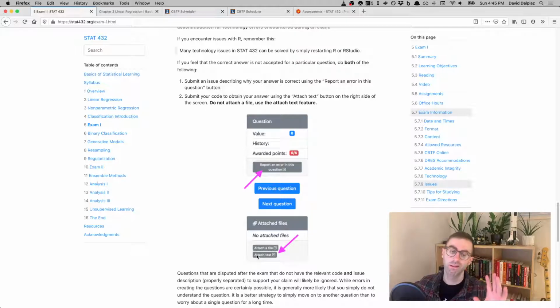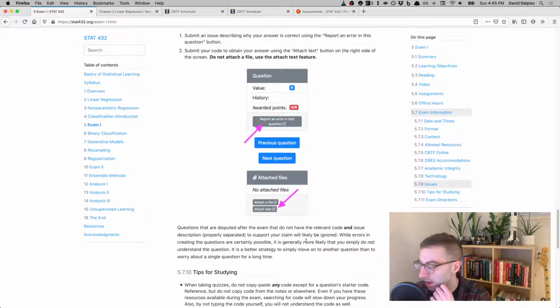But I know that's a lot of work and it's two separate things, but it's very helpful to me to keep them separated. So describe the issue here, attach the text here. Don't attach a file, attach text. So this is just to streamline the process from my perspective.